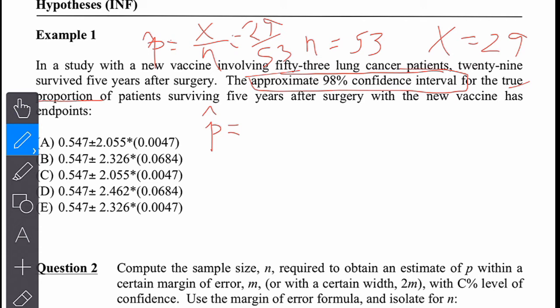Well, it's probably 0.547, right? Because those are all the options there. So that's going to be 0.547, which it is. I keep 3 decimal places just because I'm trying to match it with the options here. And they're using 3.